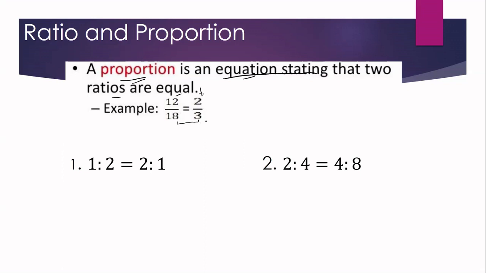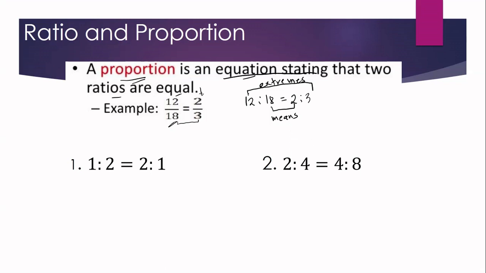Now, one way of identifying whether an equation is a proportion is by the concept that the product of the extremes must be equal to the product of the means. Now, what are these extremes and means? If we write 12 over 18 as 12 is to 18, equals 2 over 3 as 2 is to 3, then the first term and the last term are what we call the extremes, and the second term and the third term are what we call the means. It is a proportion if the product of the extremes is equal to the product of the means.